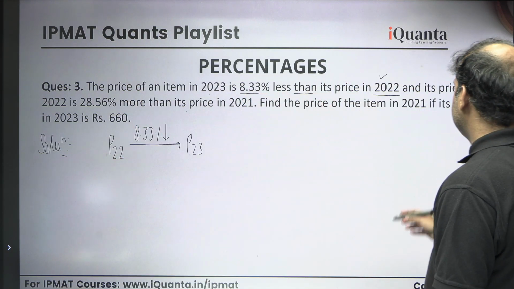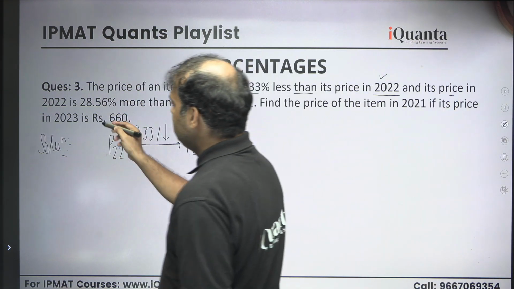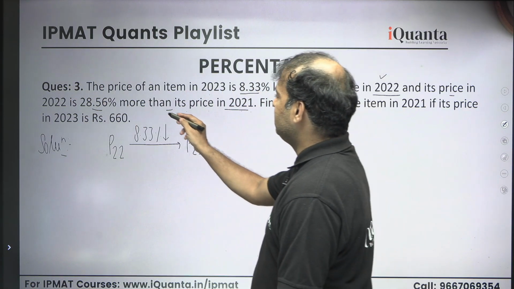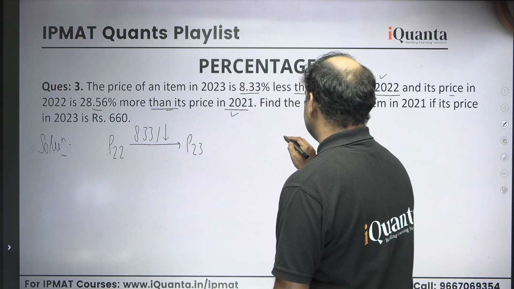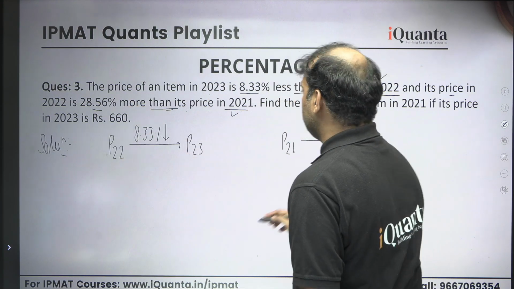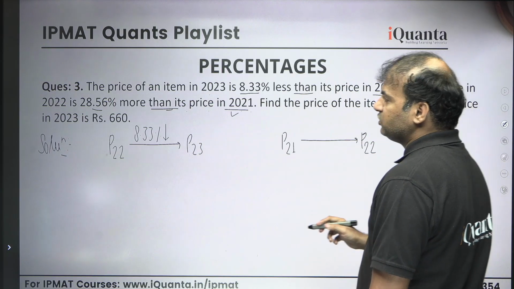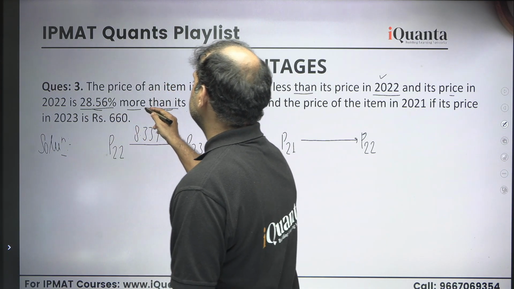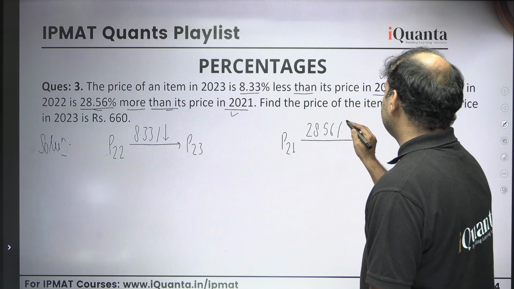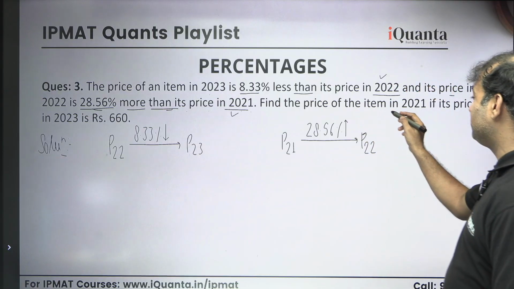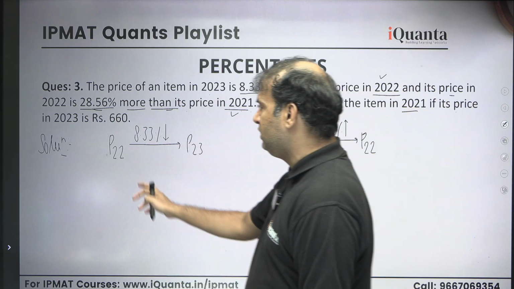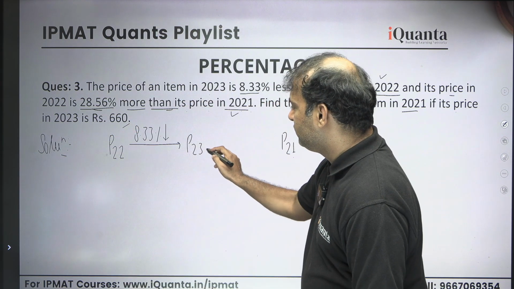Then they are saying the price in 2022 is 28.56% more than its price in 2021. Since 2021 comes before, the price in 2021 has to be the initial value, and the price in 2022 has to be the final value, right? So the price in 2022 is 28.56% more. Let's write this here. Now, coming to the final question, they are saying to find the price in 2021. So this is what we have to find out, when the price in 2023 is given as 660. The 2023 price is given to us.